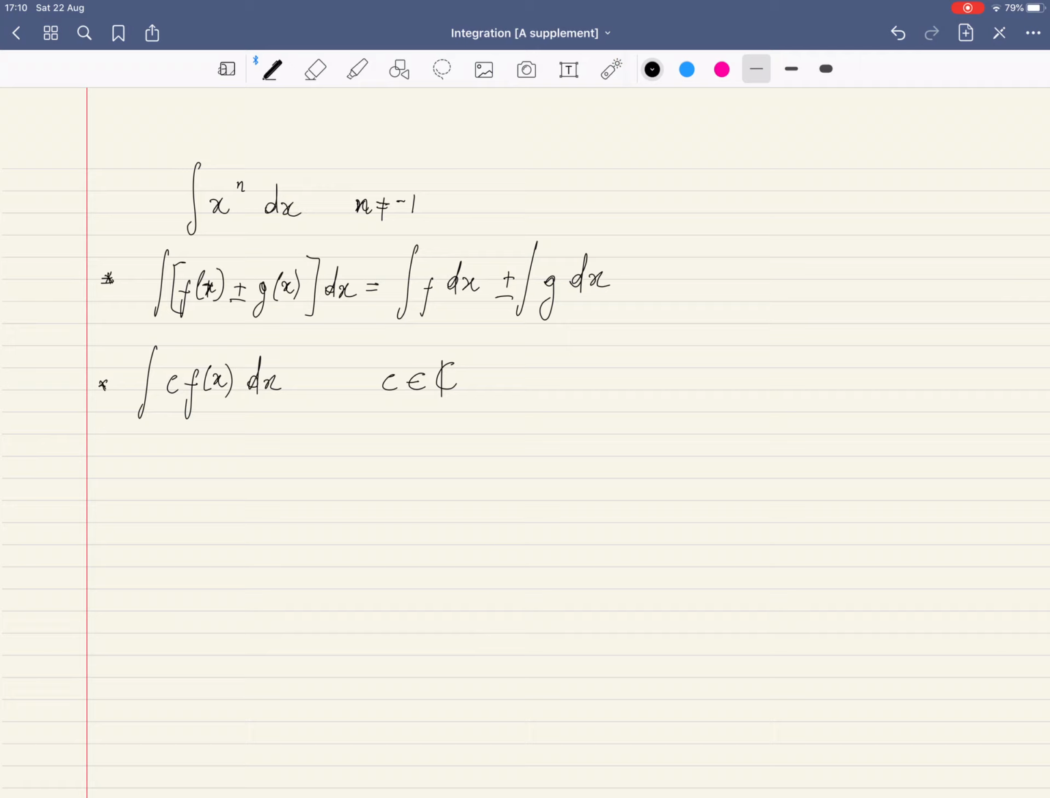Integration properties allow us to move the constant outside of the integral. That is, we could write this as c times the integral of f of x dx. So we have the liberty of moving this c in and out of the integral. That is, we could keep it inside, or move it outside. So that's another property of integrals.